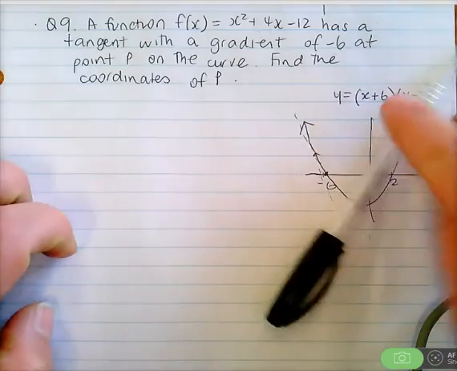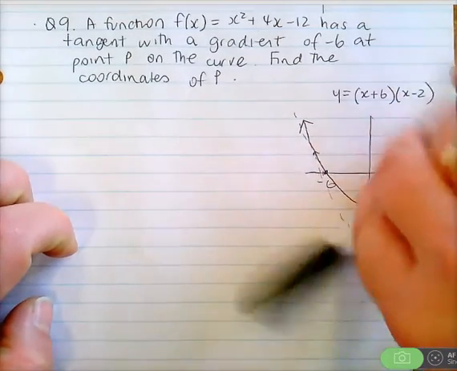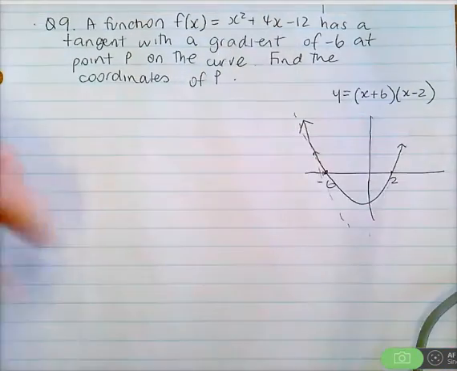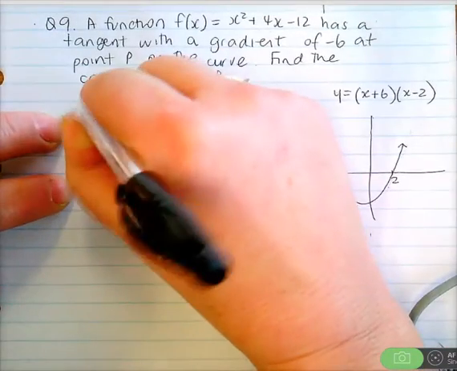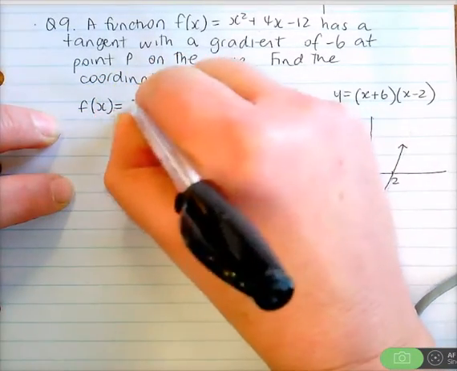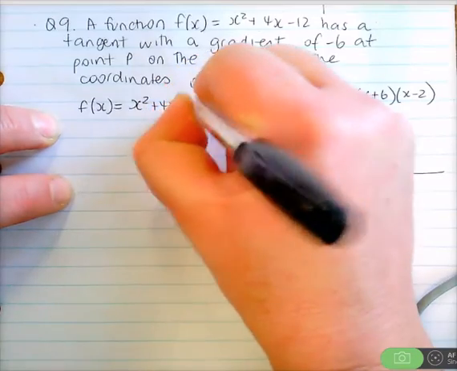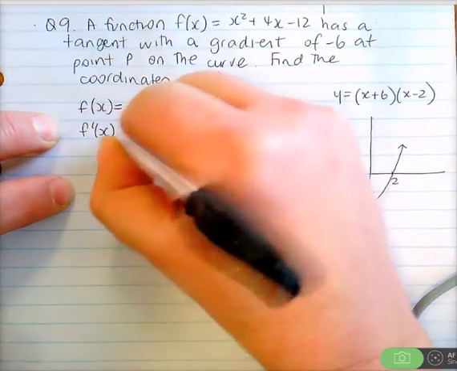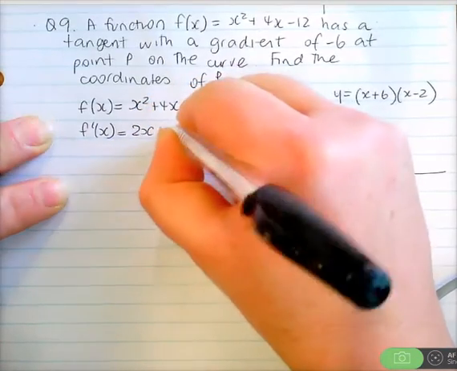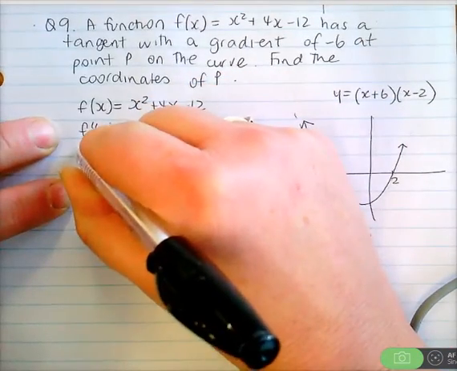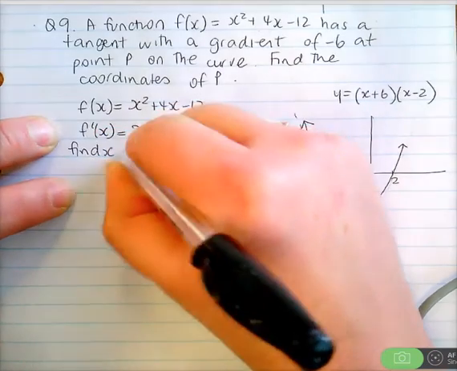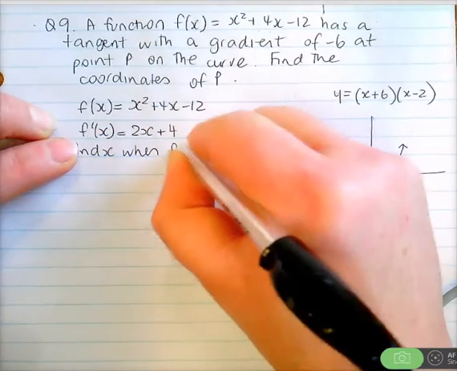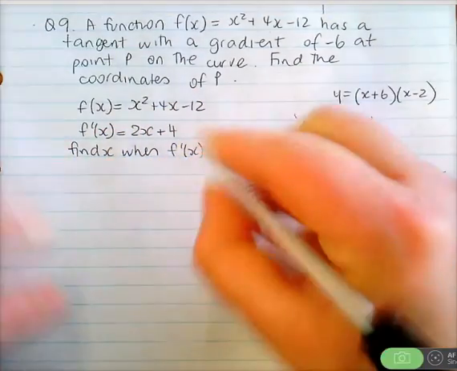All right, see here, positive gradient. We're looking, where's the gradient negative 6 on this curve? Because it's gradient of tangent, so let's write down the function first. What do we do first? And how do we write it? f dashed x is 2x plus 4. Now we know that we want to find x when f dashed x is what?